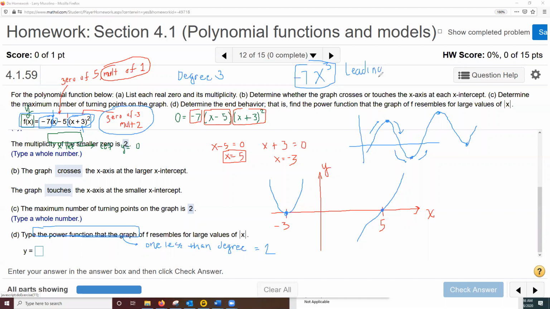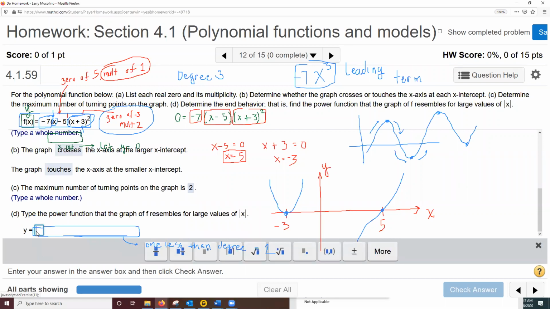And we'll discuss this more when we get to graphing polynomial functions. But this leading term is important because it will tell you a lot about how this function behaves. Okay, so for this part D, they're really asking me to type in this leading term because that will tell me what happens to the graph when x gets very large or very small. So here I'm going to type in -7 x to the 3.